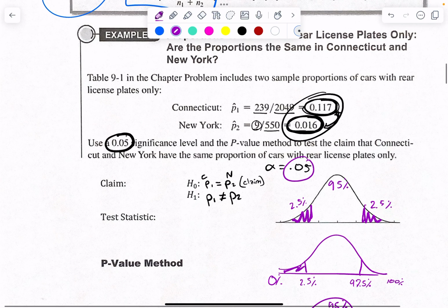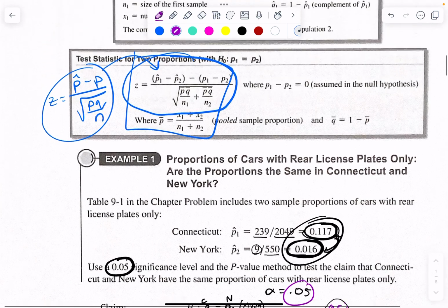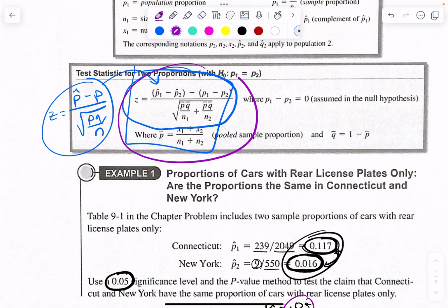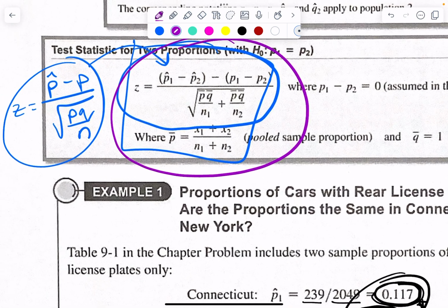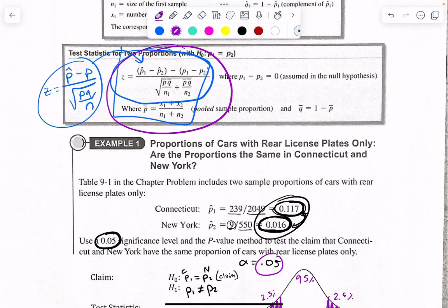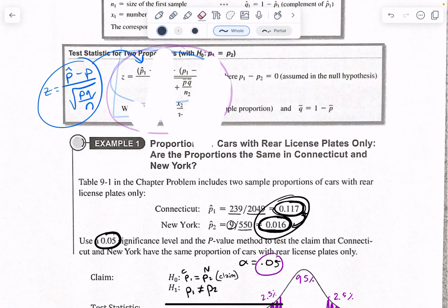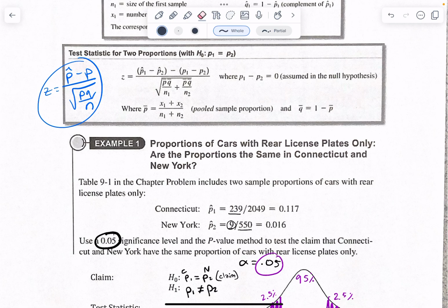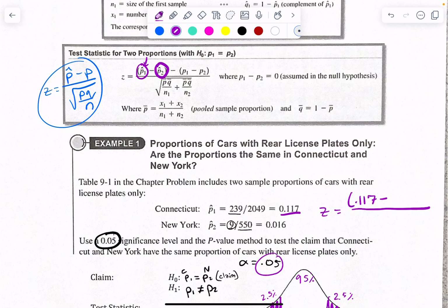Then the next step in this process is to find the test value, which is all this mumbo jumbo here. So let's boil this down real quick. We know that p hat 1 is going to be this 0.117. So I'm going to start with z equals p hat 1, which is 0.117, minus p hat 2, which is 0.016.